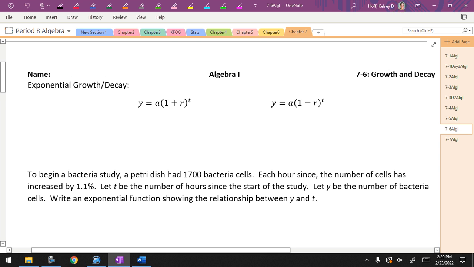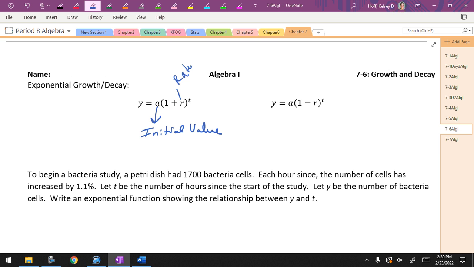In this problem, A is going to be your initial value, or your starting point. R is your rate. Now, they're going to give it to us in a percentage. Guess what we're going to change it to? A decimal. And T is time. Usually in years, we have to read the problem carefully, but usually in years.